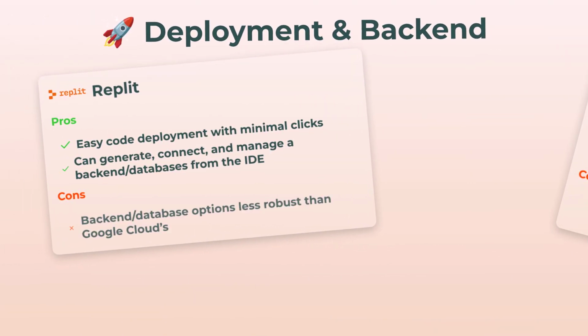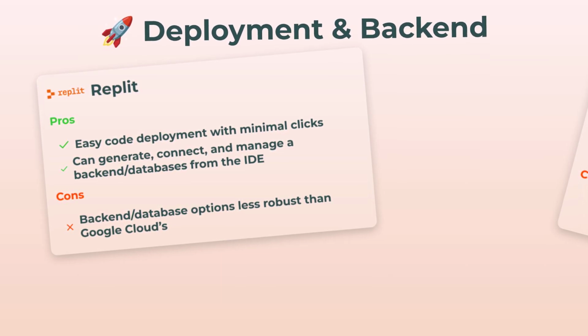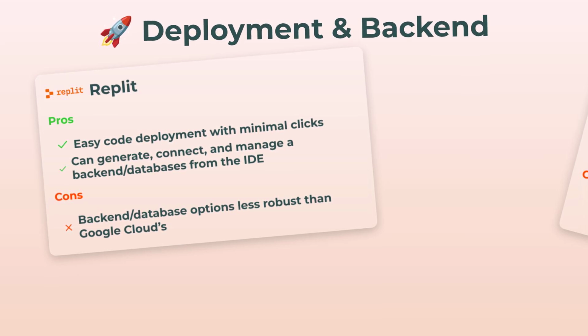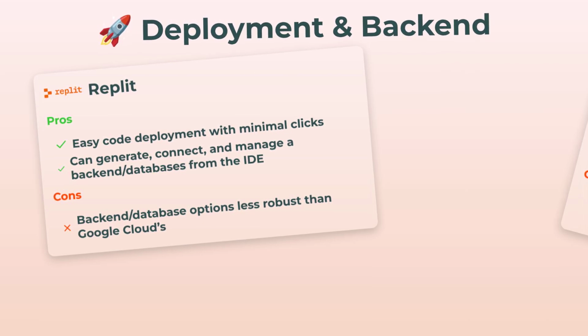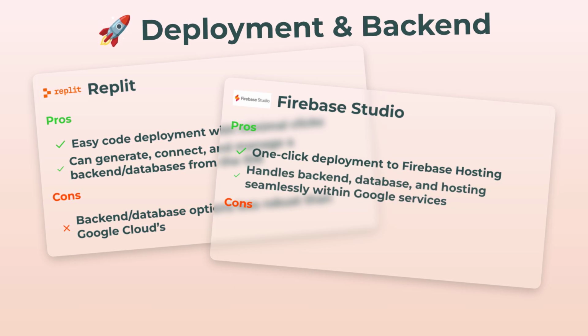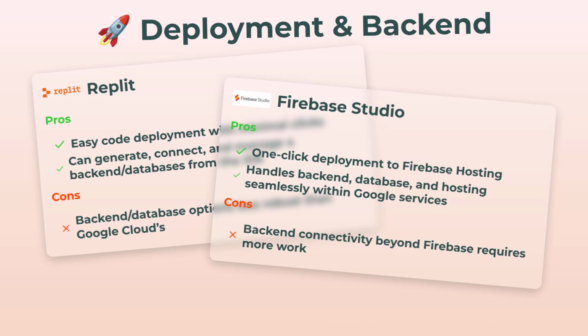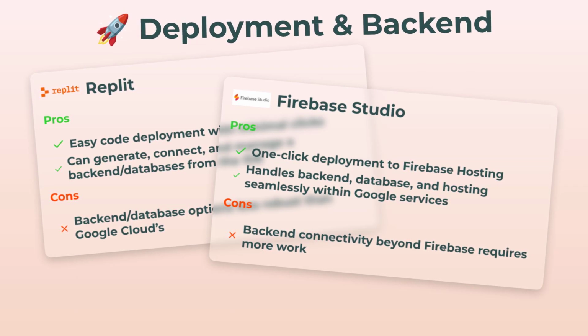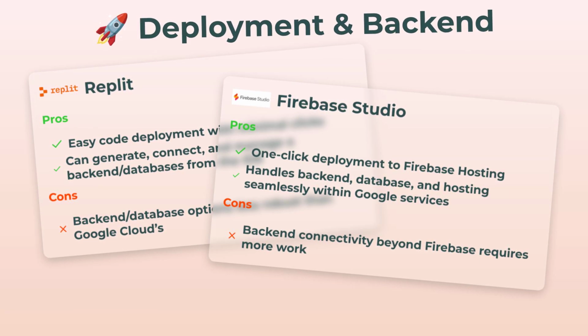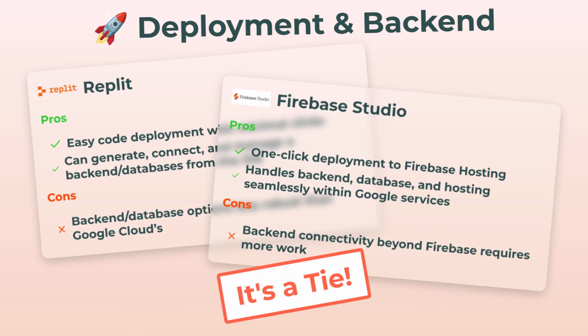Replit makes it super easy. Deploy your code, connect some basic backends or databases, and you're good to go. It's minimal clicks, minimal headache. But honestly, its backend options aren't nearly as beefy as, well, Google. Enter Firebase Studio. It's literally a one-click deploy to Firebase hosting, and managing backend database hosting, seamless. But if you want to go outside the Firebase bubble, things get trickier. So yeah, both solid, but neither is perfect. This category ends in a tie, fair enough.